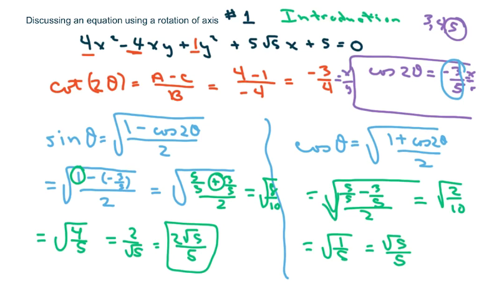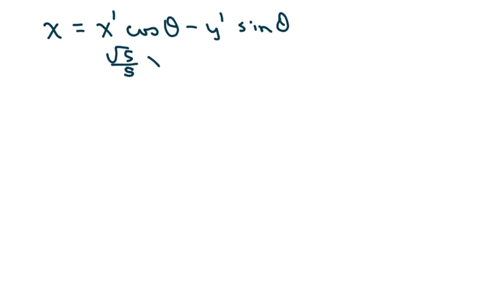Then we use our rotation of axis formulas, and we get x equals, and I'm going to go a little faster on this because we already did these. x is going to be x prime cosine of theta minus y prime sine of theta, which is going to be square root of 5 over 5 x prime minus 2 square root of 5 over 5 y prime. Oops. Trying to go too fast.